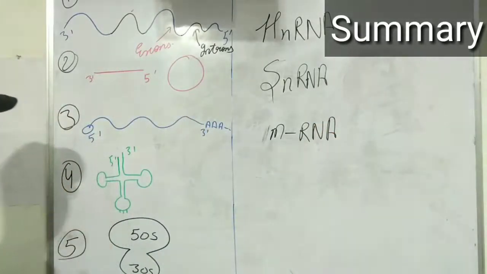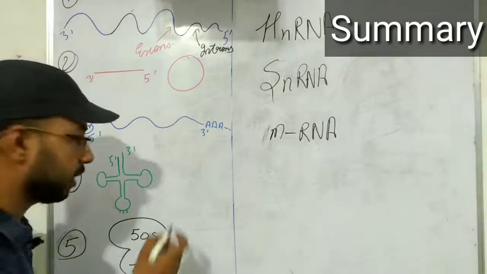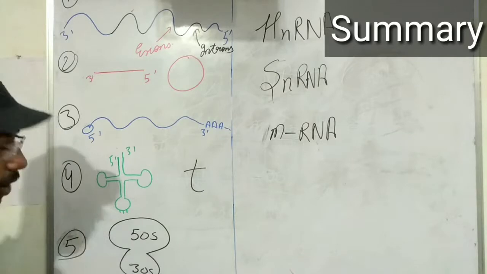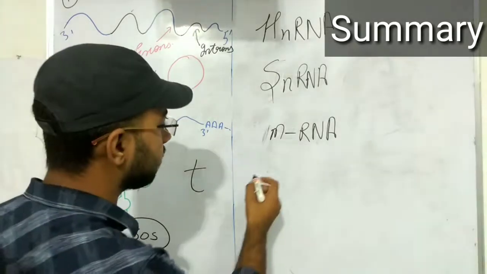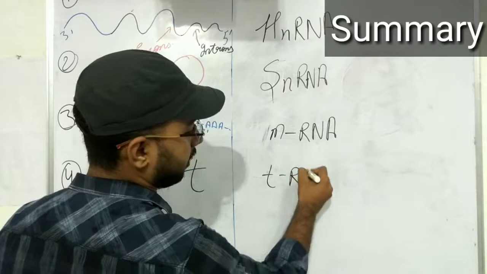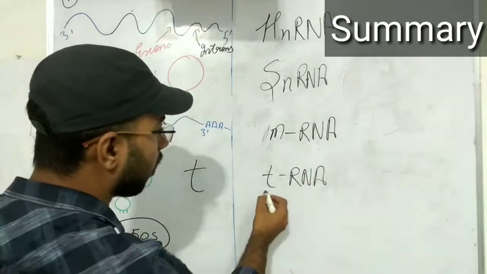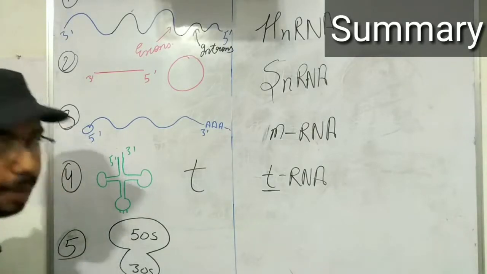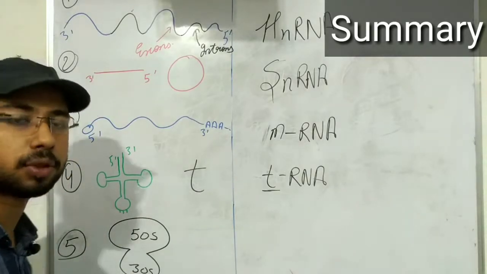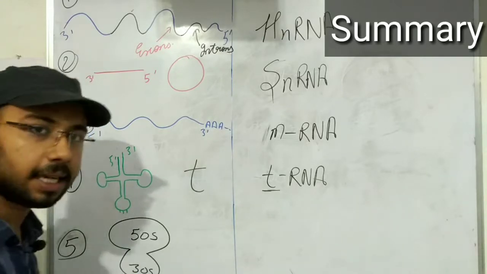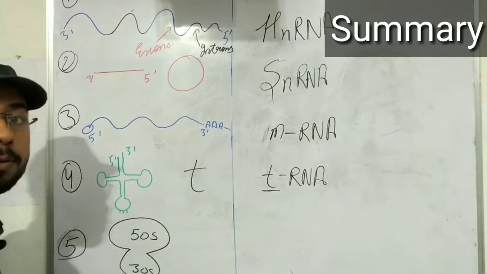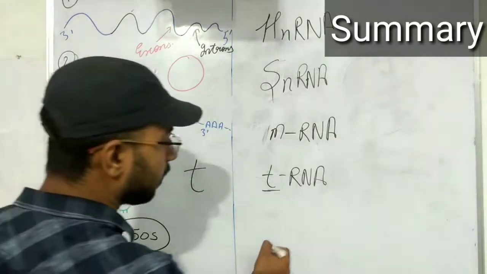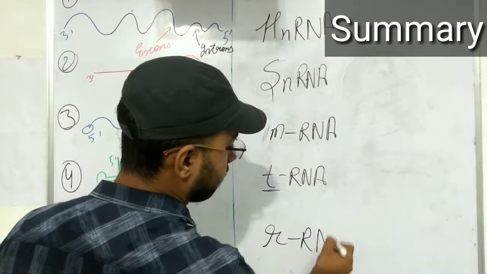Okay. Now the fourth one, it has a T-like shape, and it contains anticodons in its anticodon loop. What is the name of the RNA? It is tRNA, the transfer RNA or the T-shape RNA. Now the fifth one, it is present in the ribosomes, mostly only in the ribosome. So what is the name of the RNA that works in protein synthesis? It is obviously rRNA.